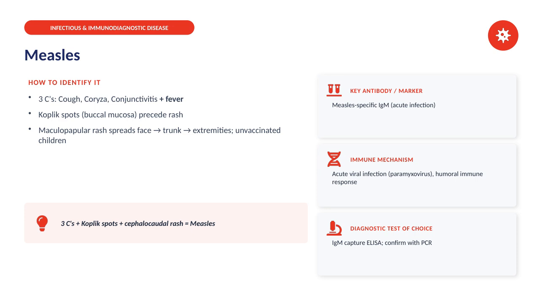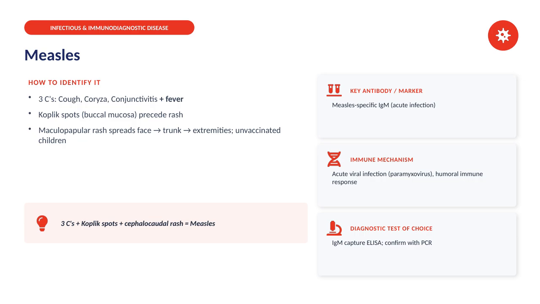Before the characteristic rash appears, you can spot Koplik spots inside the buccal mucosa, which look like tiny white or bluish spots on a red background. The rash itself is maculopapular and typically starts on the face, then spreads down to the trunk and extremities, mostly affecting unvaccinated children. When you see the combination of the 3 C's, Koplik spots, and a rash spreading from the head downward, you can be confident it's measles.